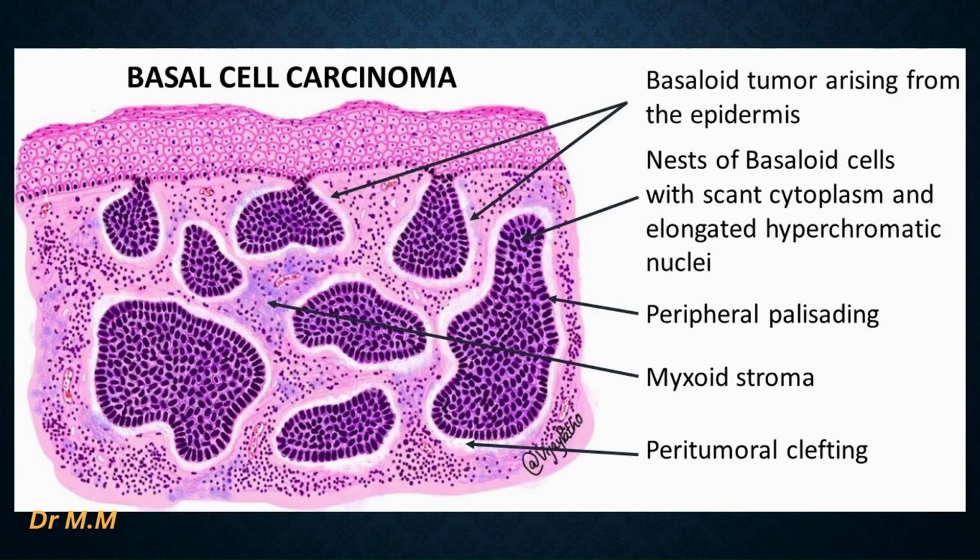We have basaloid tumor arising from the epidermis. We have nests of basaloid cells with scant cytoplasm and elongated hyperchromatic nuclei. We have peripheral palisading. We have myxoid stroma, and we can see also peritumoral clefting.